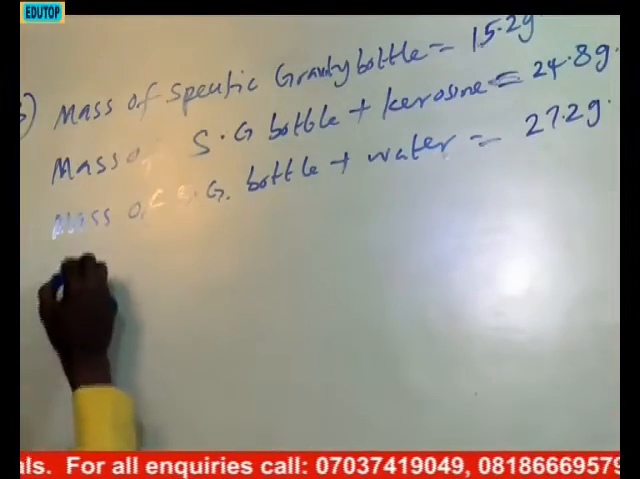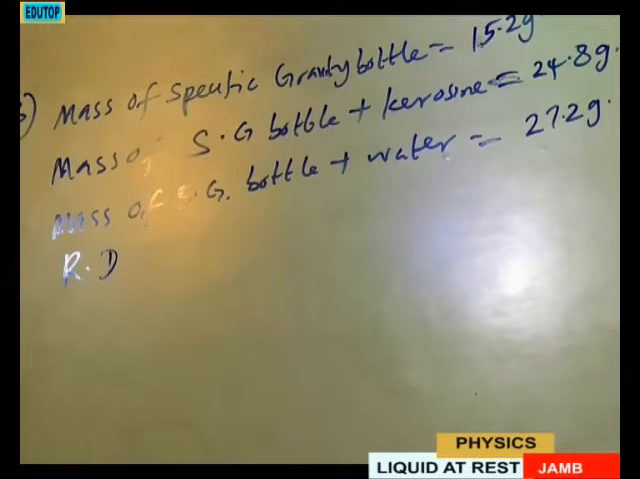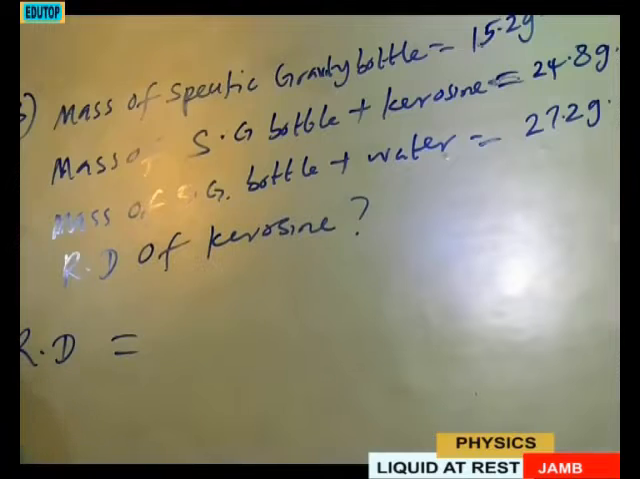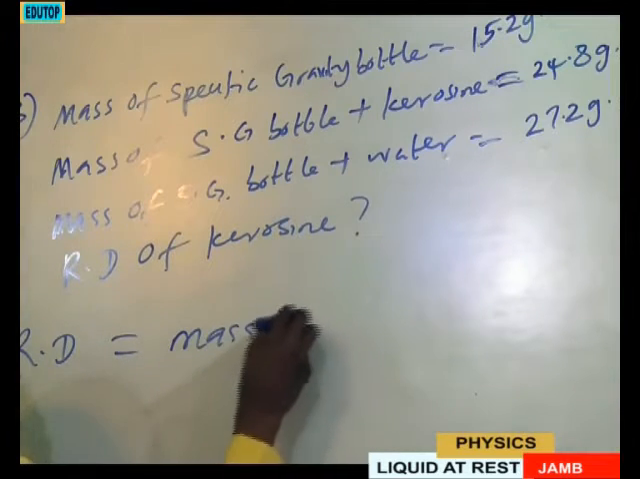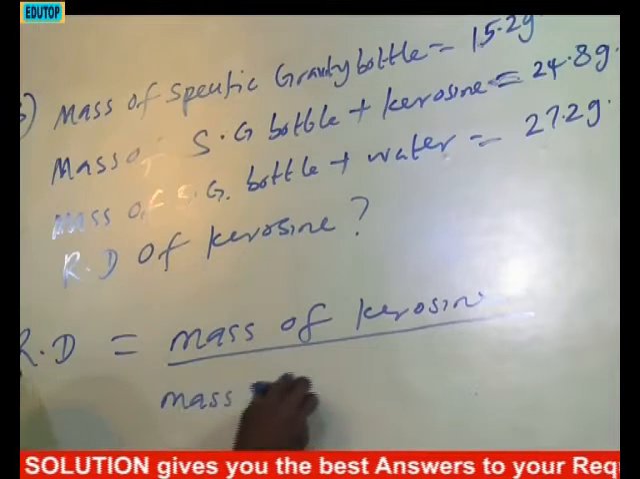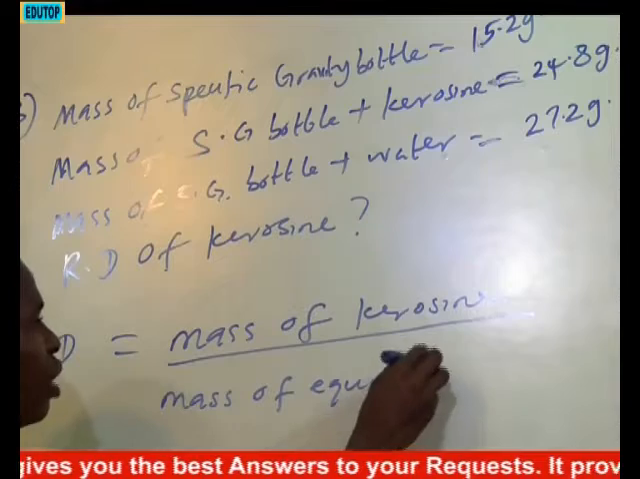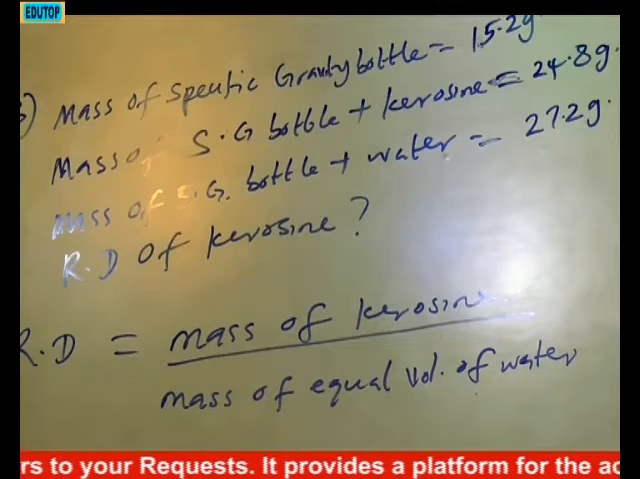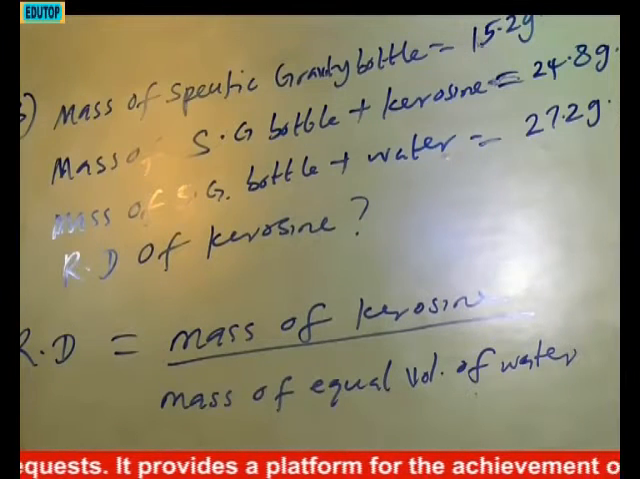What is now going to be the relative density? We are told to calculate the relative density of kerosene. So what are we doing? The relative density of kerosene will be equal to the mass of kerosene all divided by the mass of equal volume of water. Mass of kerosene over mass of equal volume of water. And what will be the mass of kerosene?